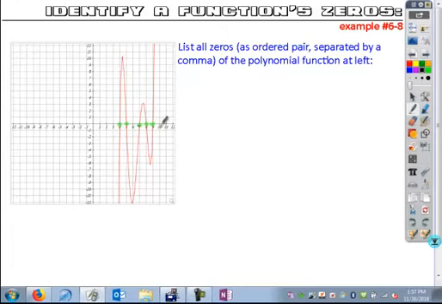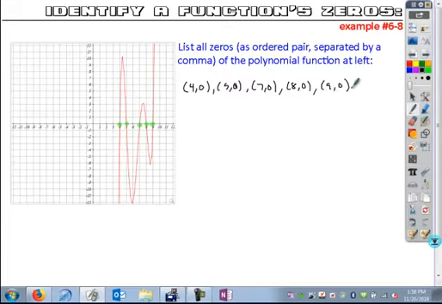So if I was listing all the zeros here, if it asks you for the ordered pair, okay, what you would do is you would write the x-coordinate first, followed by the corresponding y of 0. So here I have (4, 0), (5, 0), (7, 0), (8, 0), and (9, 0). Okay, so this gives me my list of all my zeros for that function.